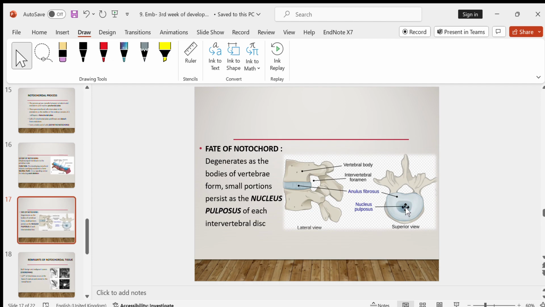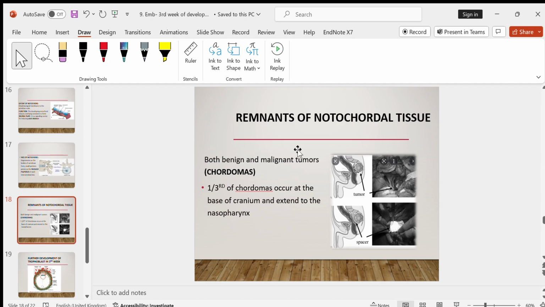Now, what is the nucleus pulposus? The vertebrae have a small structure in between, which is called the intervertebral disc. The marginal portion of the intervertebral disc is called the annulus fibrosus, and the soft central structure is called the nucleus pulposus. So this nucleus pulposus is a remnant of the notochord. As I told you earlier, the notochordal tissue is almost entirely degenerated. If it is retained, it leads to the formation of benign or malignant tumors, which are called chordomas.